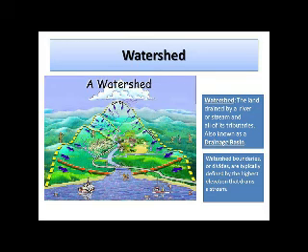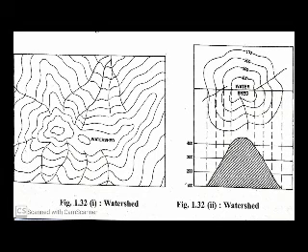Next, we come to a watershed. A watershed is a divide separating the drainage or tributaries on the sides of a hill. Now, the contours representing the sea level, they are generally zero. Then, in case of steep slopes, the contours are very narrow.